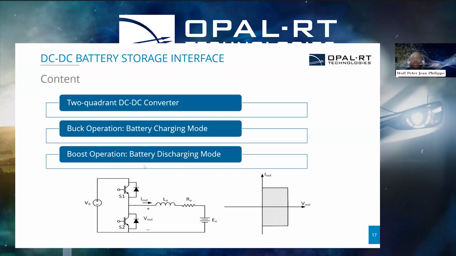And the application is going to be an uninterruptible power supply. We're going to see if we operate this converter in buck mode, we're going to charge the battery. And if we operate this converter in boost mode, we're going to discharge the battery.